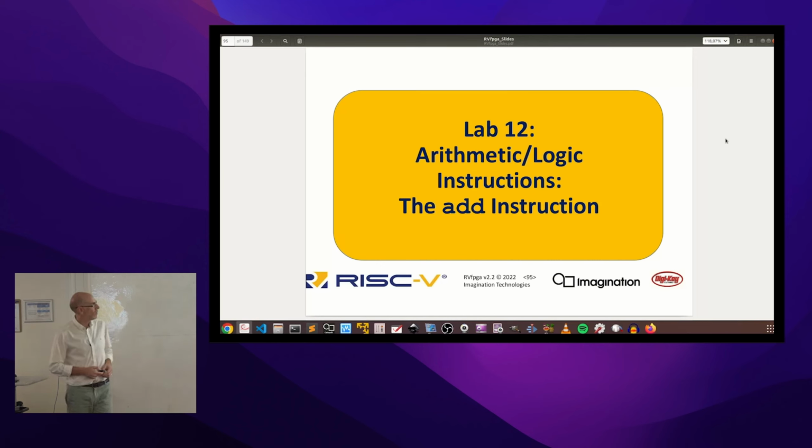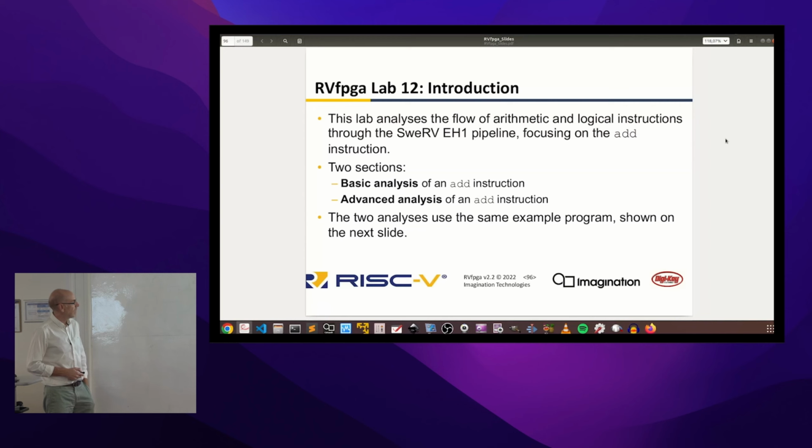So lab 12 explains arithmetic logic instructions, how they execute in SweRV EH1. We base our explanations on an add instruction, but we can extend the analysis to any other arithmetic logic instruction following a similar procedure. Let me show you a summary of this lab.